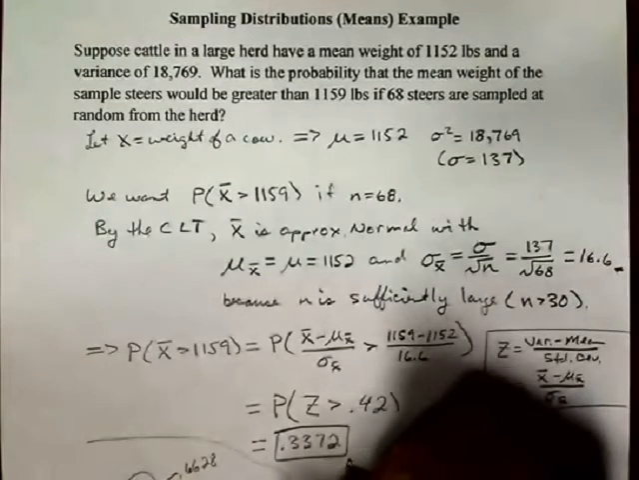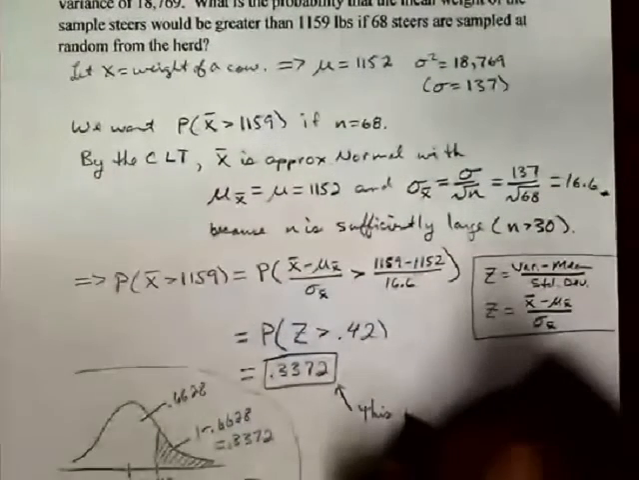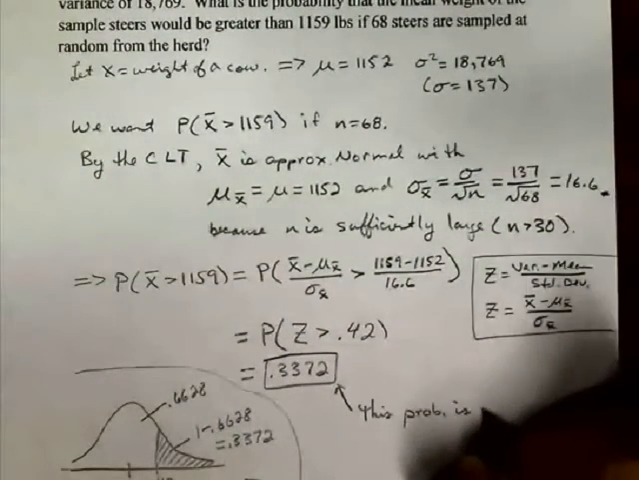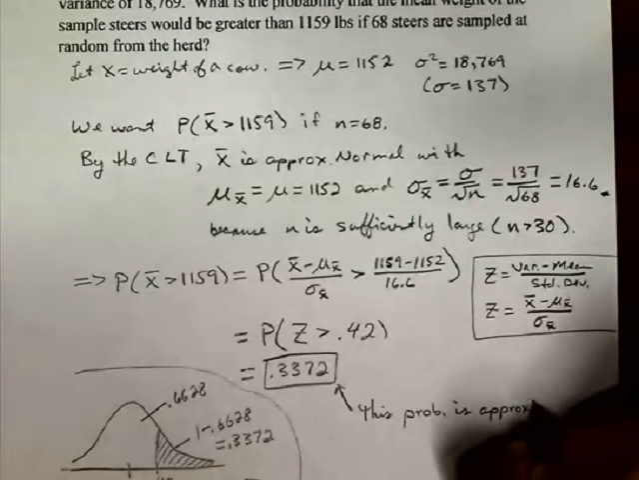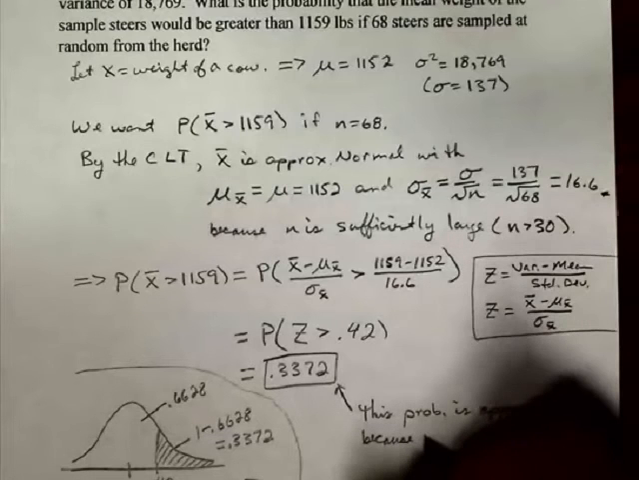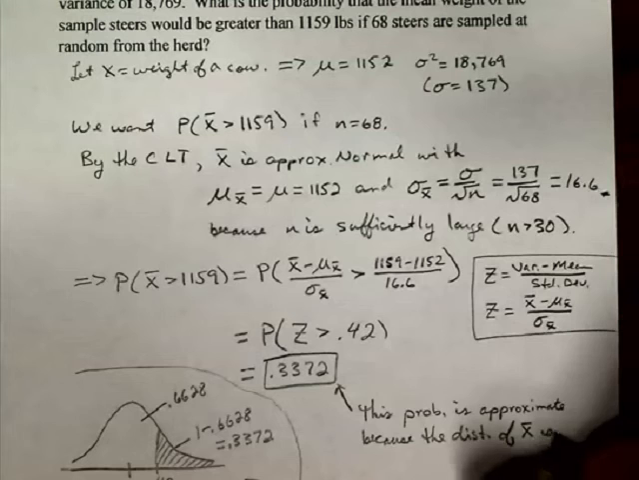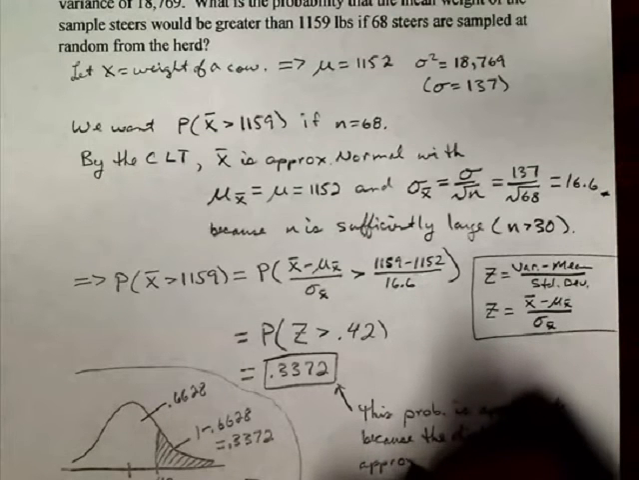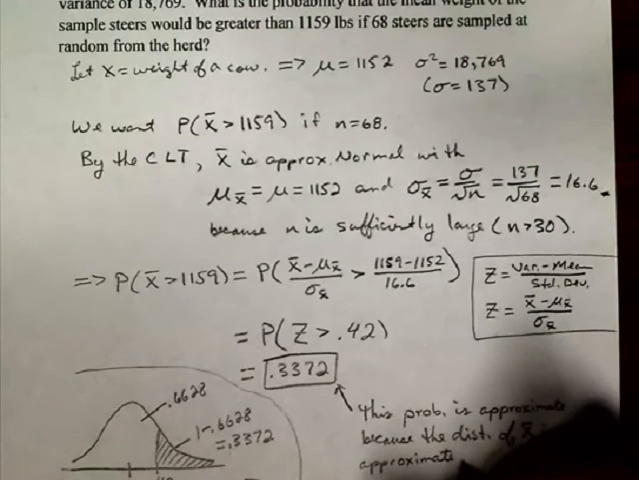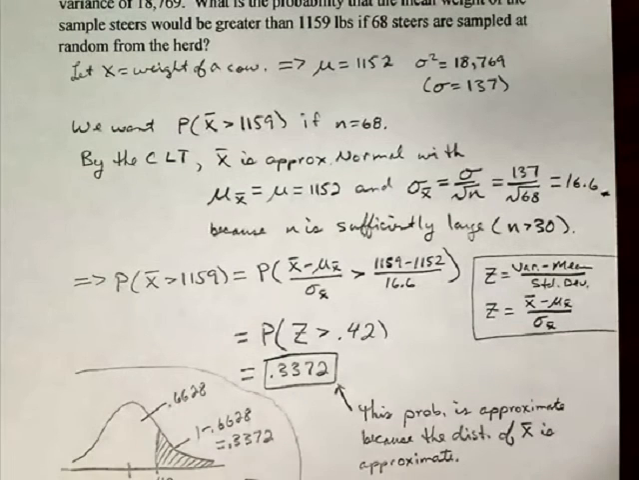Lastly, I do want to say that this probability is approximate because the distribution of x bar is approximate, right? We said by the central limit theorem the distribution of x bar is approximately normal, so any probability we get as a result of that is going to be approximate. And the approximation gets better and better as n, the sample size, gets bigger and bigger.